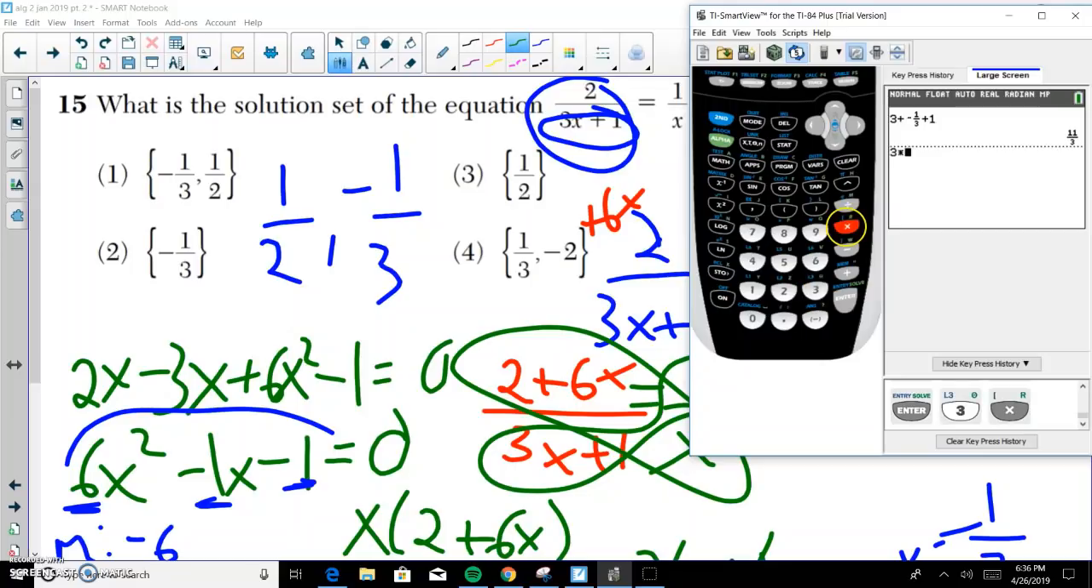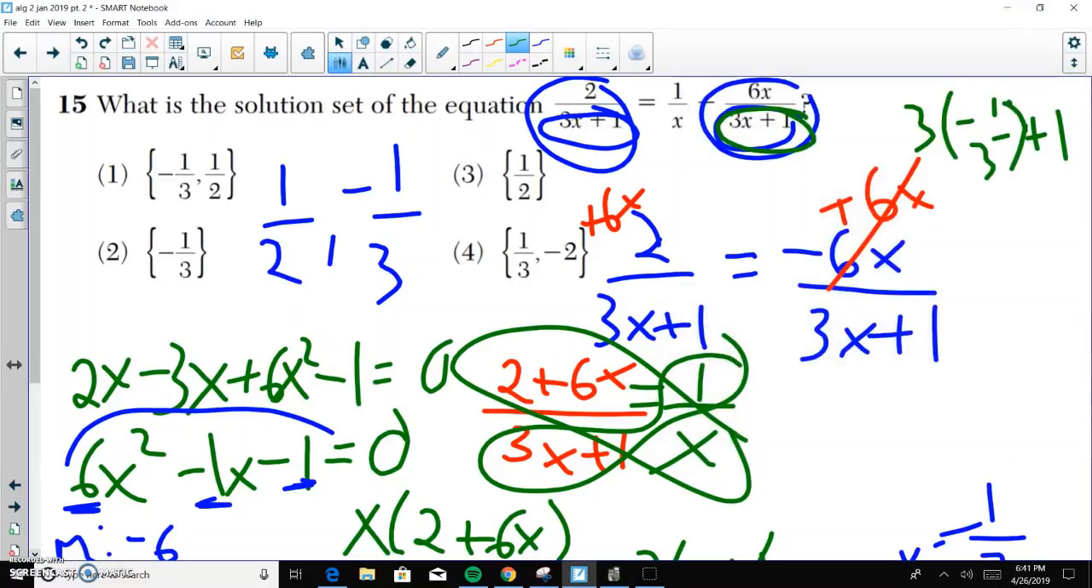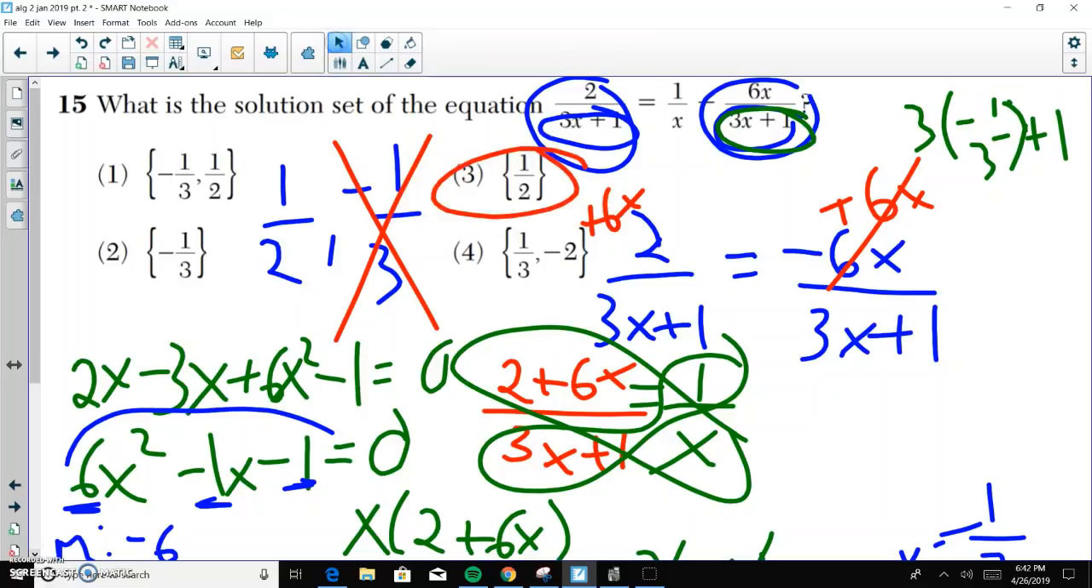3 times negative 1/3 plus 1 gives you 0. So a denominator can never equal 0. And with negative 1/3 it does, and with 1/2 it doesn't. So your only acceptable answer is 1/2. That one was very tricky.